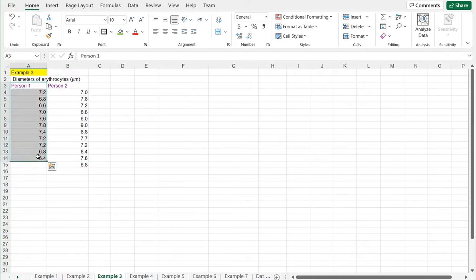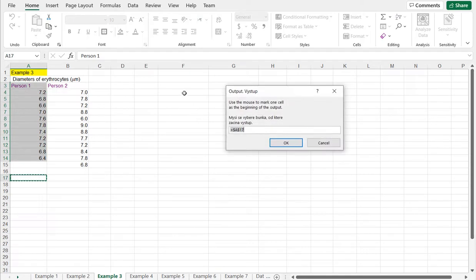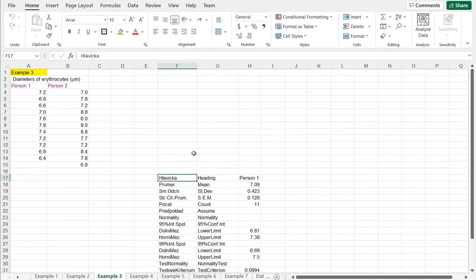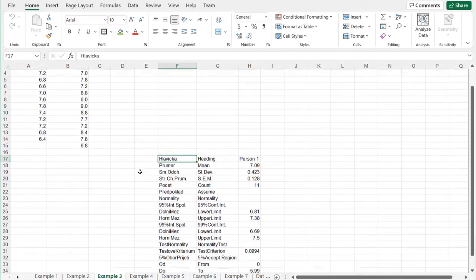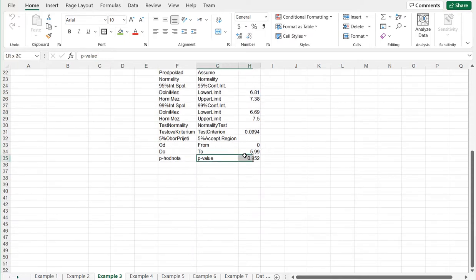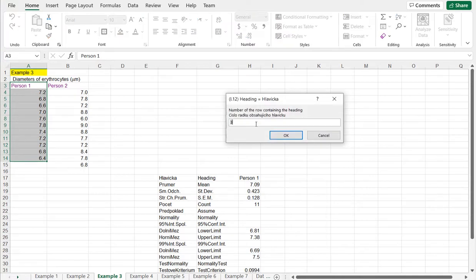So I'm going to repeat the same thing. Control-Shift-S, select all the values. Yes, 3 for the heading. I'm just going to put it over here. Yeah, that's better. And 0 for normality. Okay, so it doesn't mess up the numbers. So the normality for person 1's values, the p-value is 0.9, so it's well above 0.05. Therefore, it is normal.